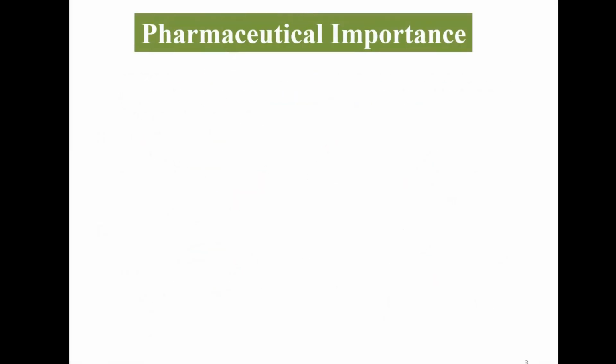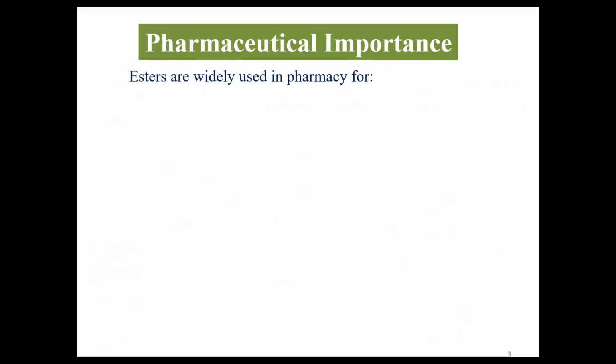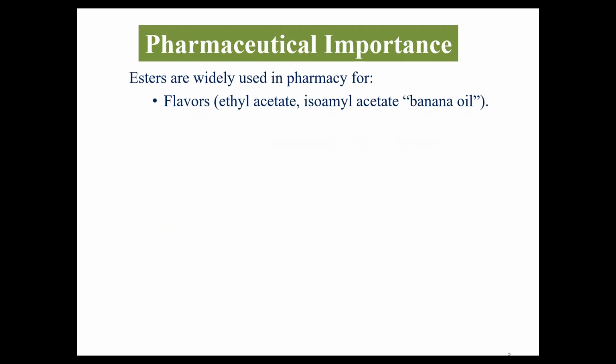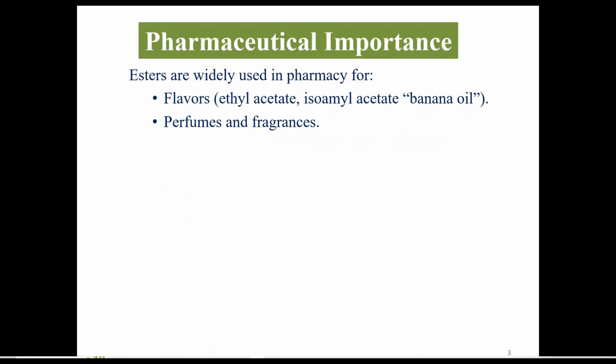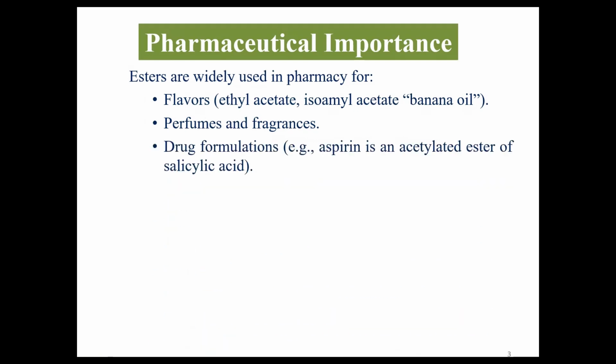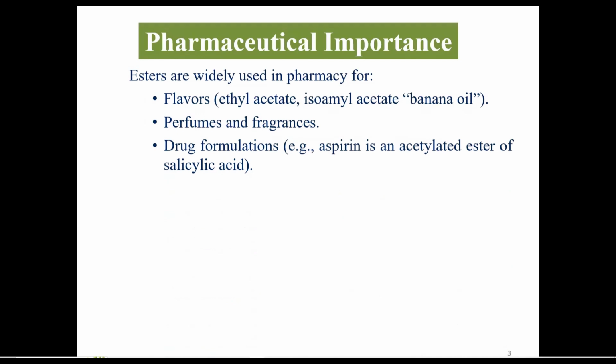Now let me explain briefly the pharmaceutical importance of the esterification reaction. These esters are widely used in pharmacy for the preparation of flavors. Ethyl acetate and isoamyl acetate are some examples of esters which are used as flavoring agents in the pharmaceutical industry. Isoamyl acetate is also known as banana oil because of its flavor. These esters are also used in the manufacturing of perfumes and fragrances. These are also used in drug formulations.